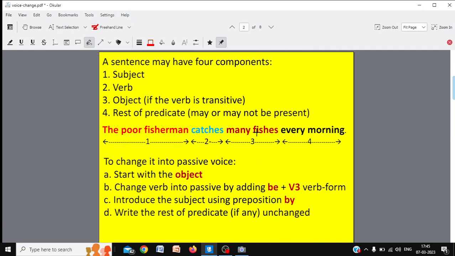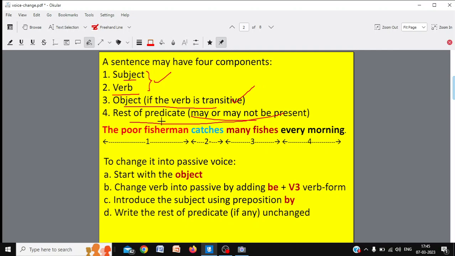A sentence may have 4 components or 4 parts: subject, verb. Of course, these 2 components have to be there. Object, if the verb is transitive, it will have an object, and the rest of the predicate may or may not be present. So subject and verb are always present, object only if the verb is transitive, and the rest of the predicate is optional.